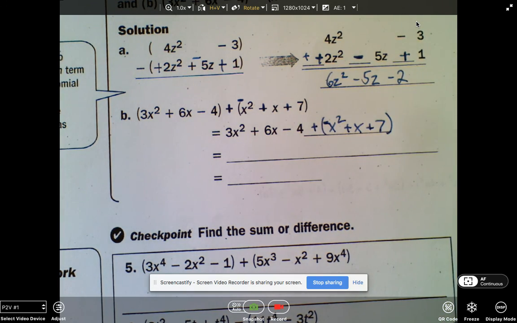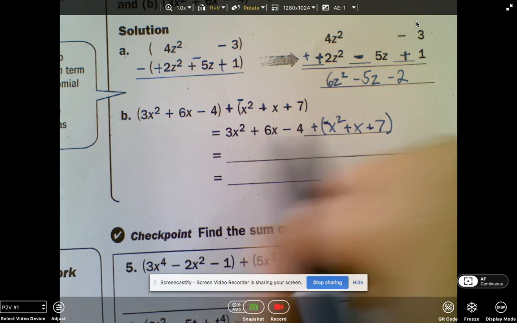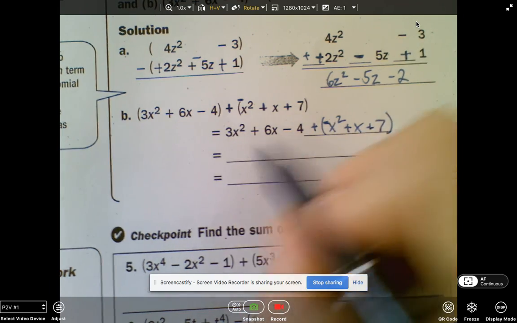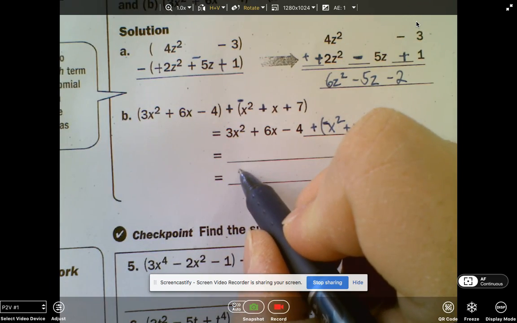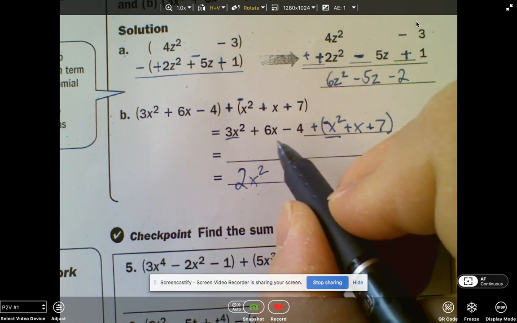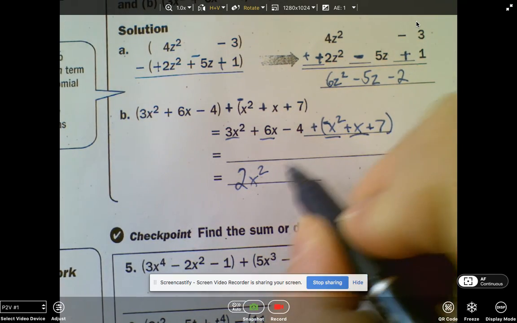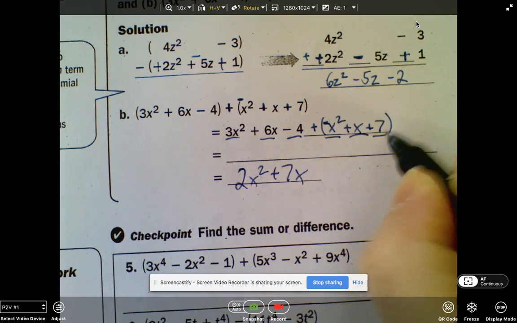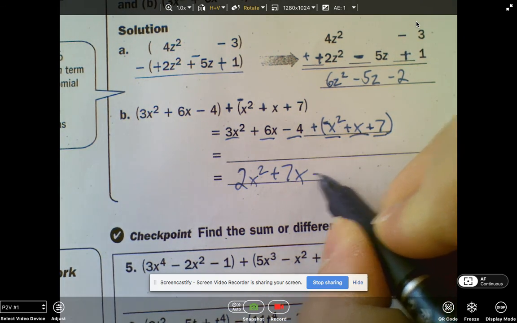So again, you have to choose which method works best for you. When I combine these like terms, I'm just going to go straight to it. This would be 2x squared. If I do my degree 1s, this would be plus 7x. And my constants, this would be plus 3.